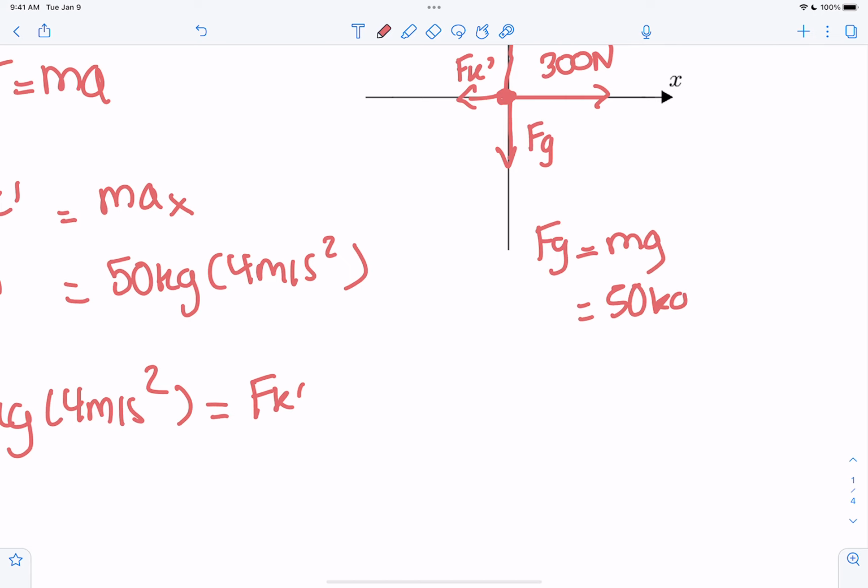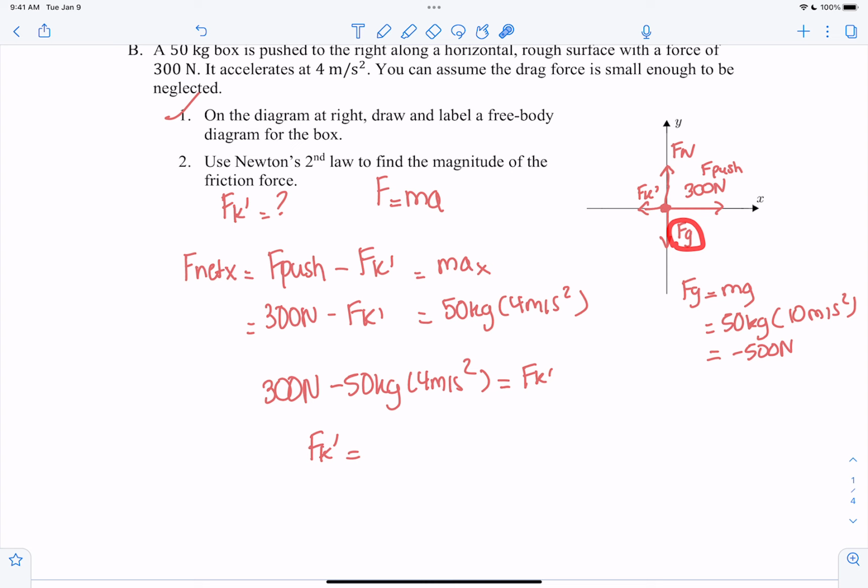50 kilograms times 10 meters per second squared, and then obviously we'd have to integrate the direction there, so it's negative 500 newtons for the force of gravity, or 500 newtons pointing in the negative y direction. Does that make sense for how I got the 500? That was just more of a theoretical example, like if they were to ask you what Fg is or what Fn is, that's how we'd figure it out.